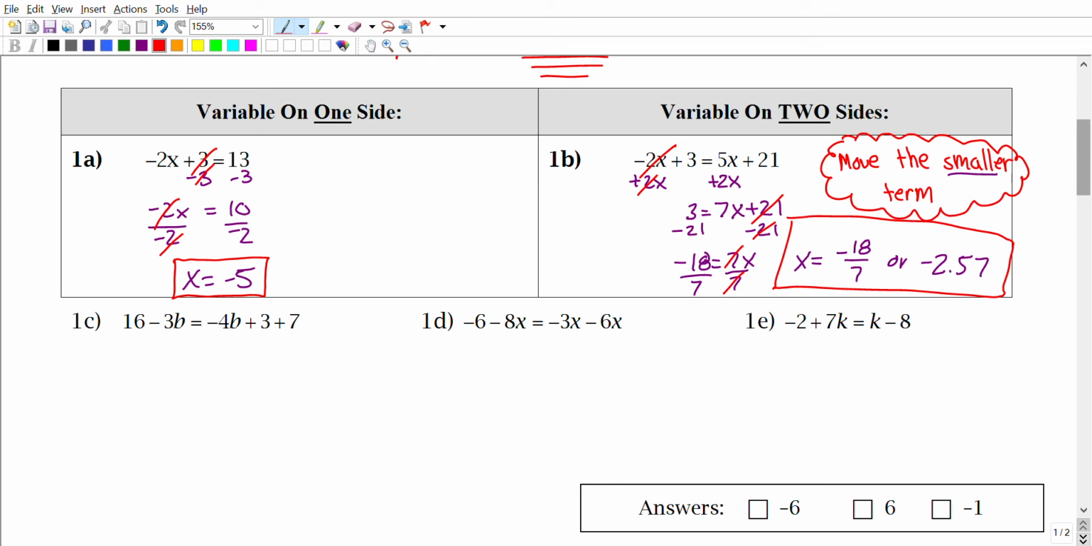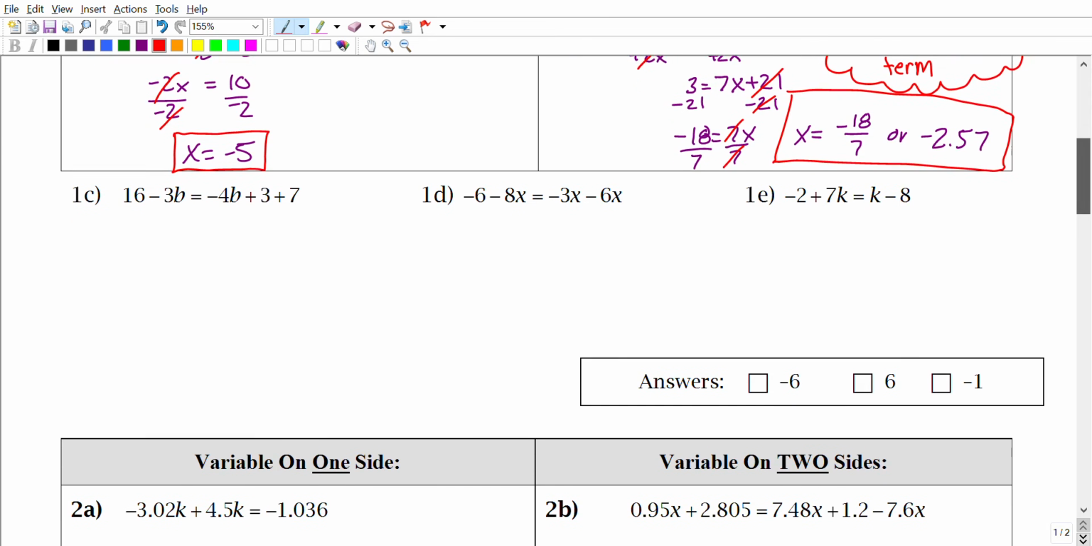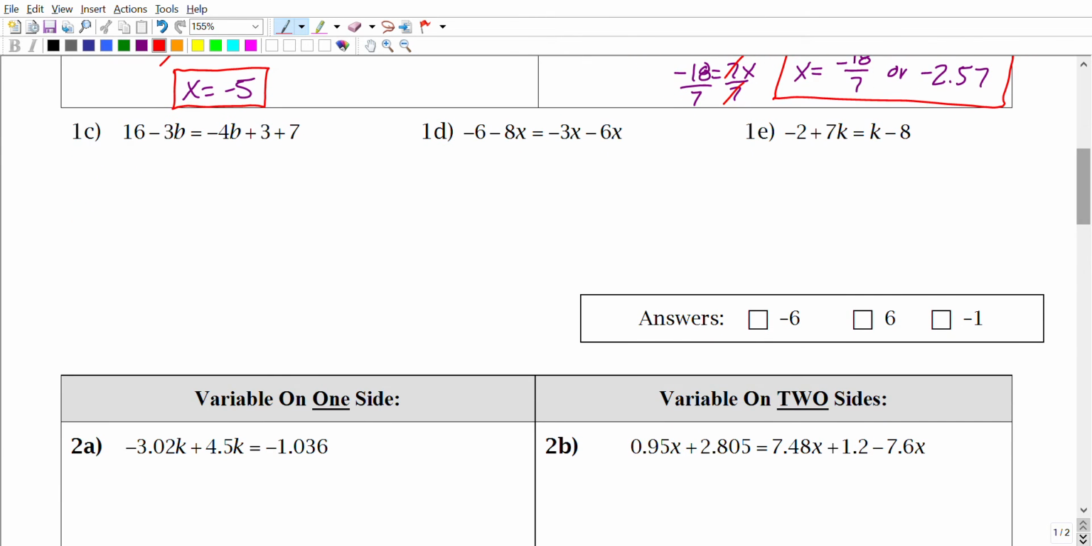Okay? All right, so now that we have a good practice problem under our belt, let's go ahead and try out a few more and see if we can figure them out. Now, for problem 1C, there is something we have to do even before we start moving the variable term. Notice on the right side here, I have a positive 3 and a positive 7. Those are like terms, and we know from before that we have to combine like terms first. So we get 16 minus 3b equals negative 4b plus 10.